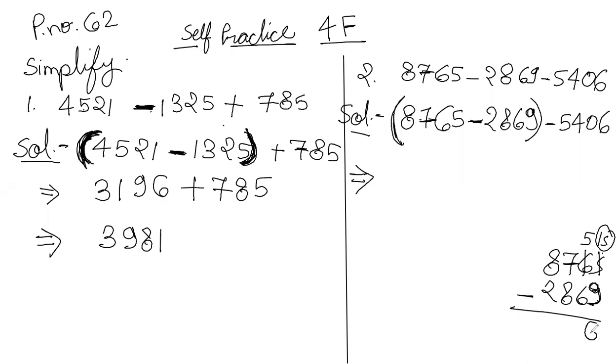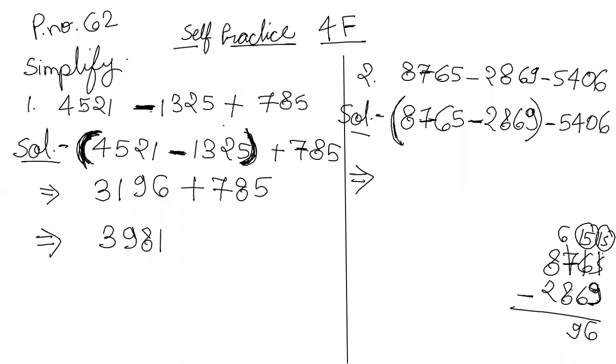6 is left, right? Now solve the tens column. 5 minus 6. It's not possible as 6 is larger than 5. So what we will do? We will take a borrow from 7. It will become 15 and here only 6 is left. Now solve the tens column. 15 minus 6. 9 is left.